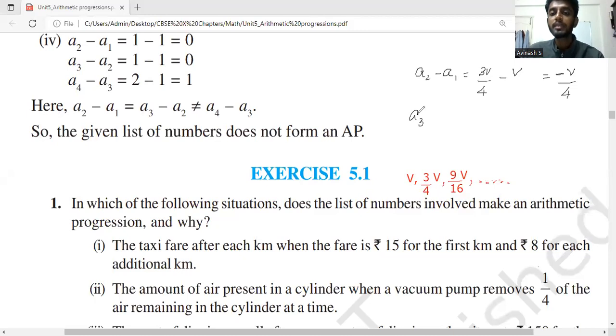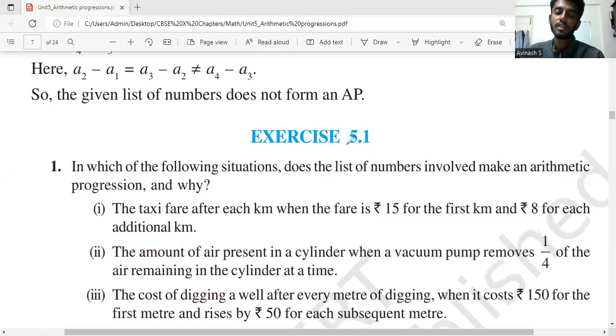Then I'm going to do A3 minus A2. So A3 minus A2 is 9V by 16 minus 3V by 4. Here the LCM is 16, so I'll be doing into 4 here. The numerator will become 12V. So that will give you minus 3V divided by 16. We can clearly see that the common differences are not the same. Here it is something else, here it is something else. So we conclude by saying it is not an AP for the second subdivision.